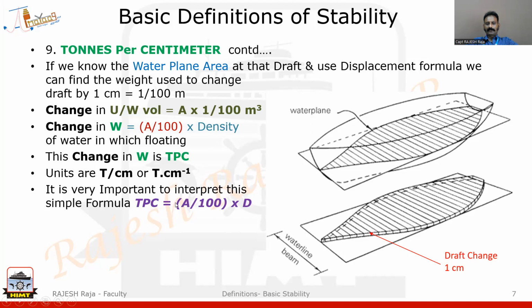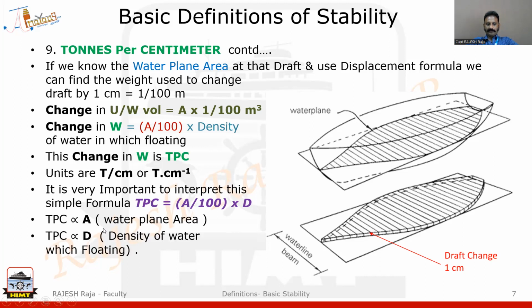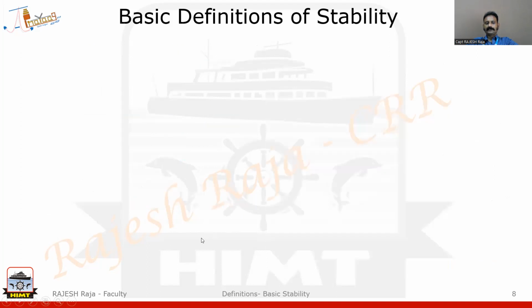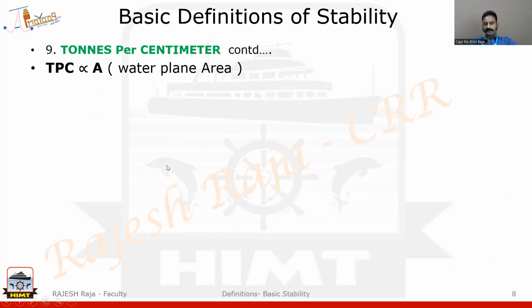Now you need to realize this formula has got two features. One is the water plane area, and the other one is the density of the water in which you are floating. So you should come to a conclusion that TPC is directly proportional to A. TPC is directly proportional to the density D also. So let us quickly split this and see how it is going to change when something else changes. So the first one is TPC directly proportional to the water plane area.